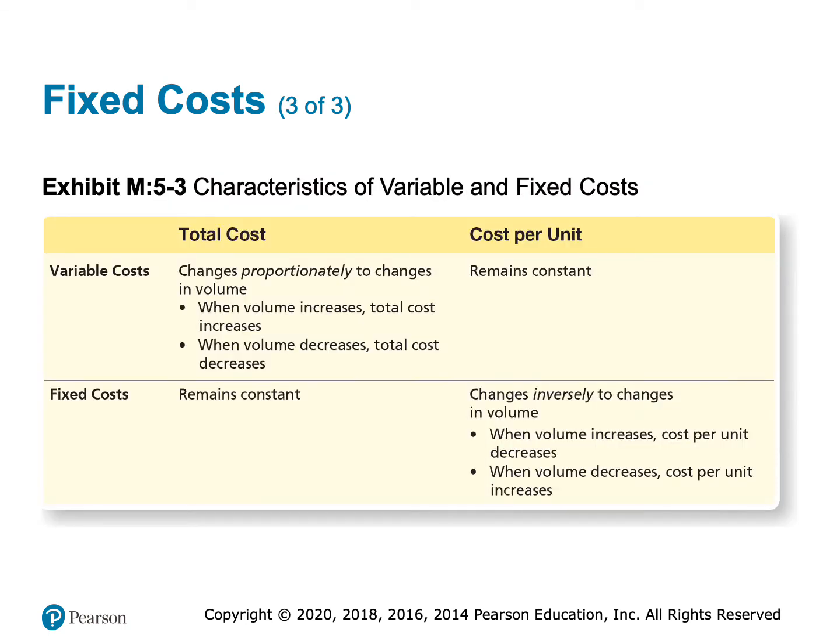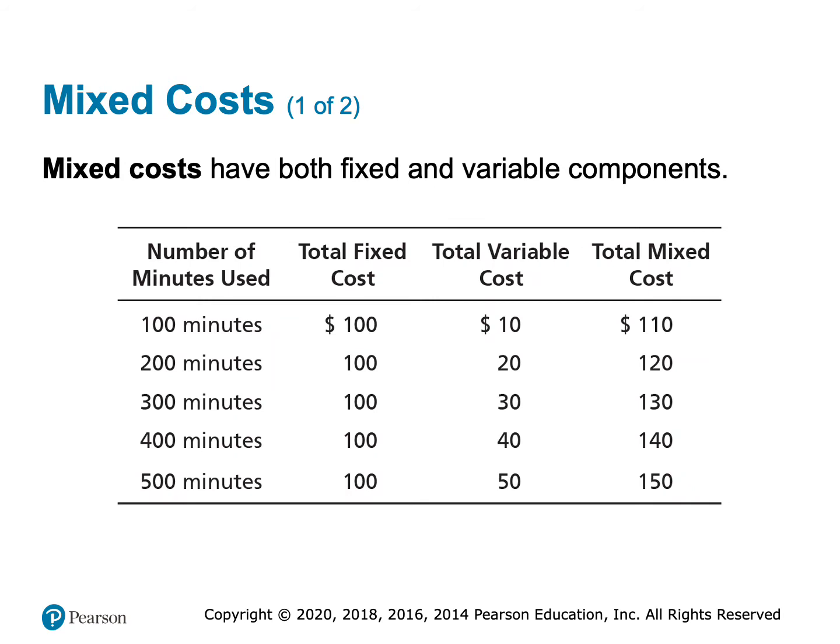So this is just a graph to kind of refresh our memory. Remember, variable costs vary in total. They're fixed per unit. Fixed costs are fixed in total. They vary per unit. Now, a mixed cost has both a fixed and a variable component, which means that as production increases, total cost will increase also, but it won't increase by a direct amount. It'll increase, but not by exactly.